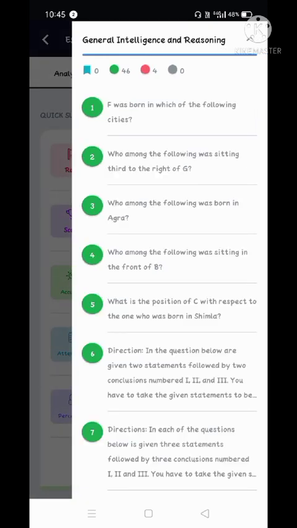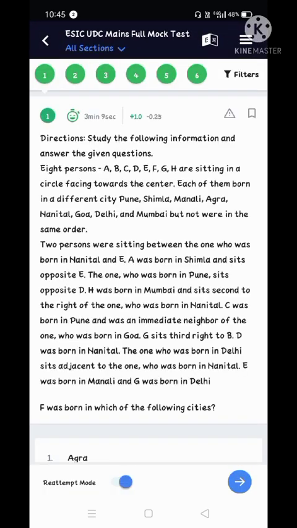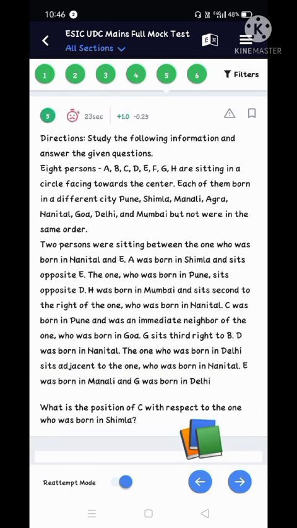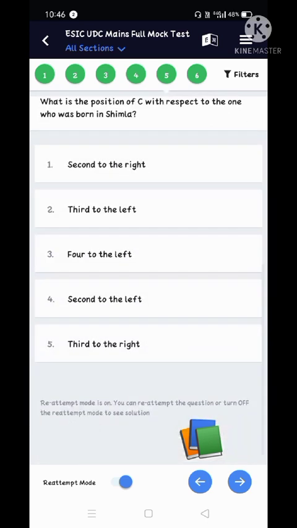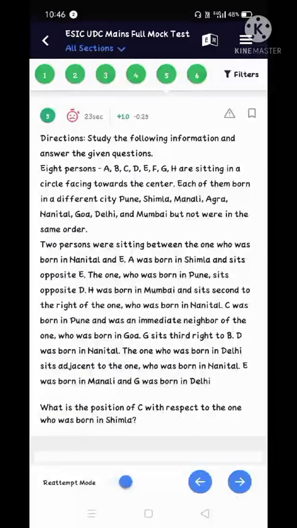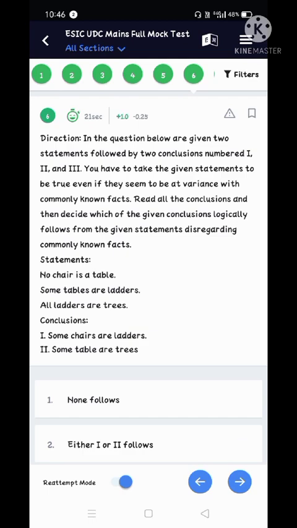If I go to the general intelligence and reasoning portion, you see the first 1 to, I think, 5 questions consist of a circular based puzzle, and they mentioned places names. It's a one variable puzzle. It was not so tough, it was easy and doable, so I easily did it.